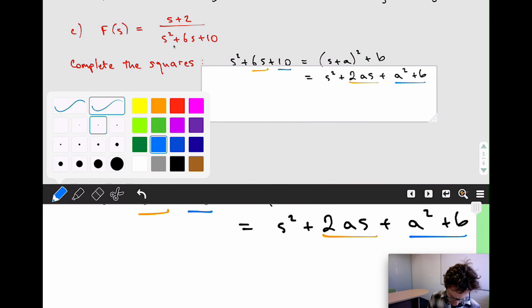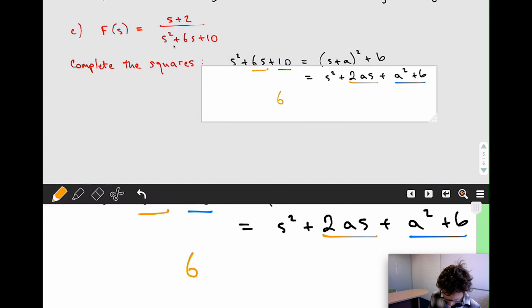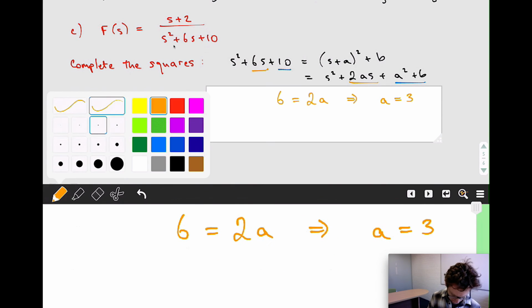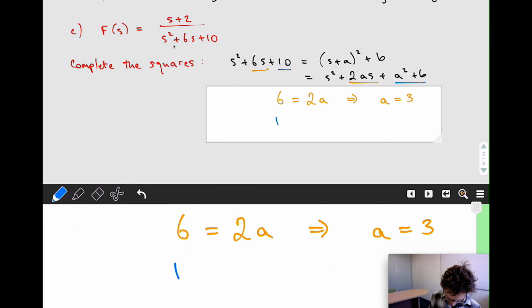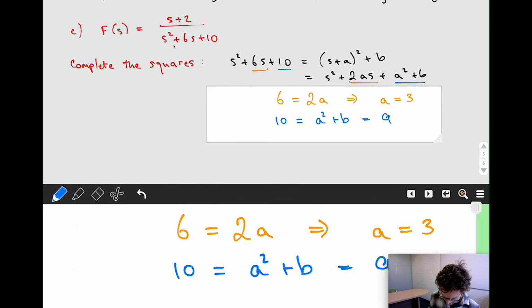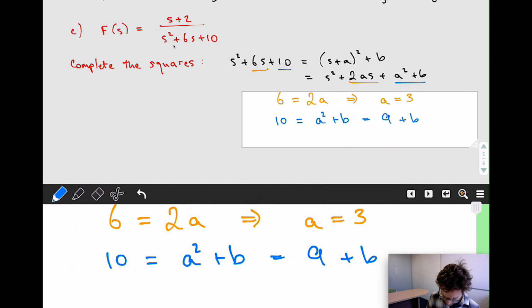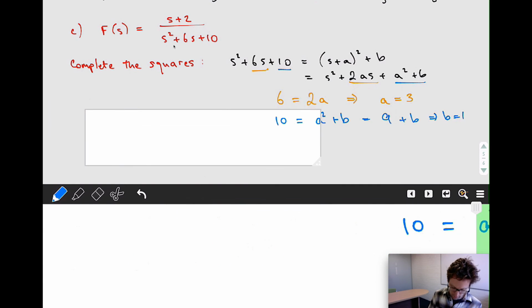So matching, 6s is equal to 2as immediately gives us that a is equal to 3. And matching 10 is equal to a squared plus b. A is equal to 3, so that's 9 plus b. We see that b is equal to 1. So we've completed the squares.